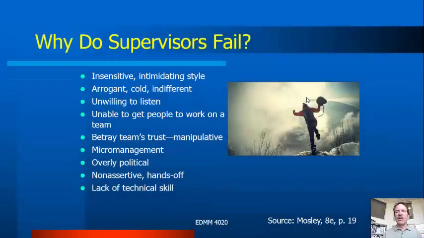But why do supervisors fail? Why do they fall off the cliff sometimes? Well, research shows it can be because of their insensitive, intimidating style. It could be because they are arrogant, cold, and indifferent, unwilling to listen, too political, or micromanaging, spending too much time telling the employee what to do, how to do it, and when to do it, instead of letting them figure out what to do and do it at their particular pace. It may not be the same way the supervisor does it, but it still produces the results.